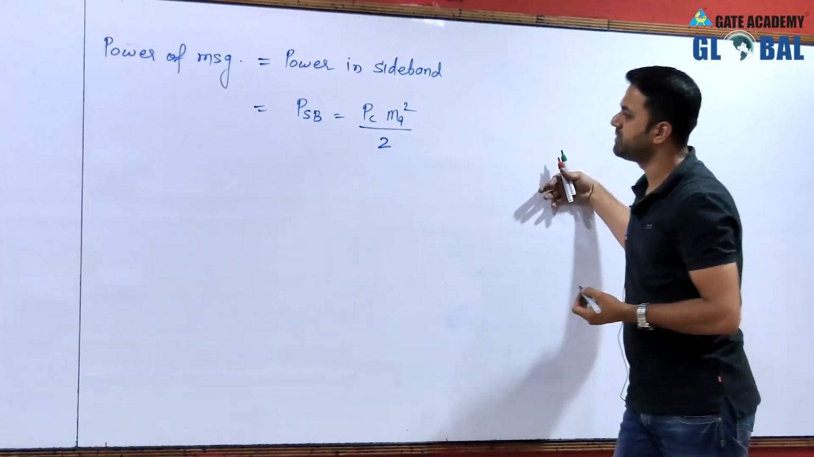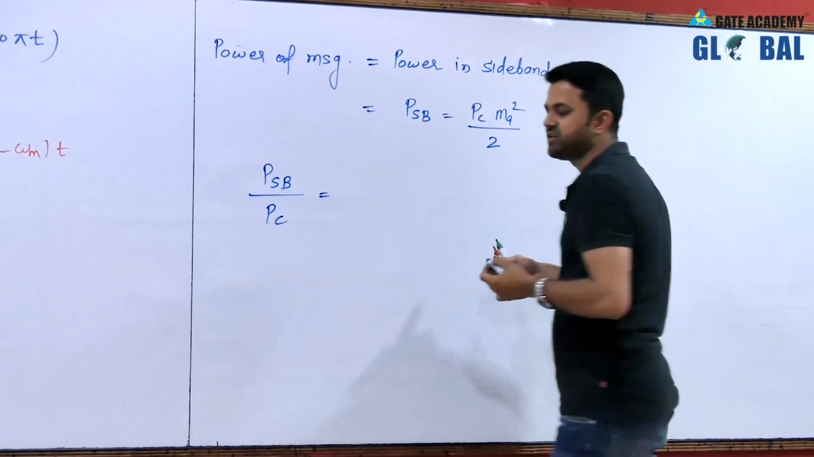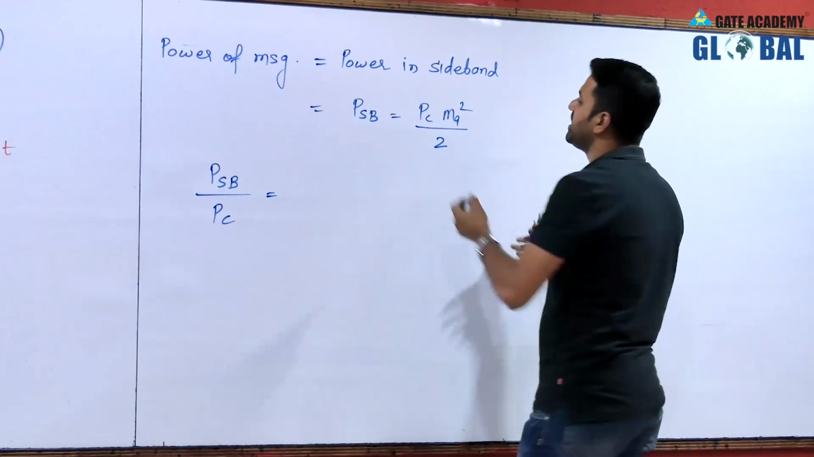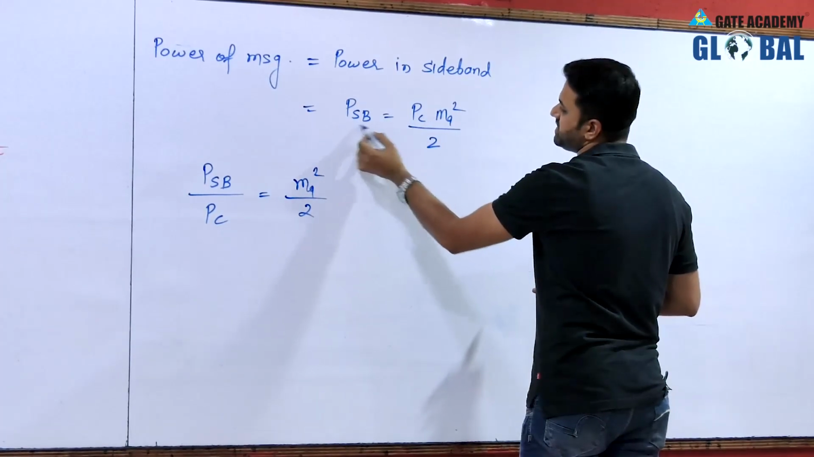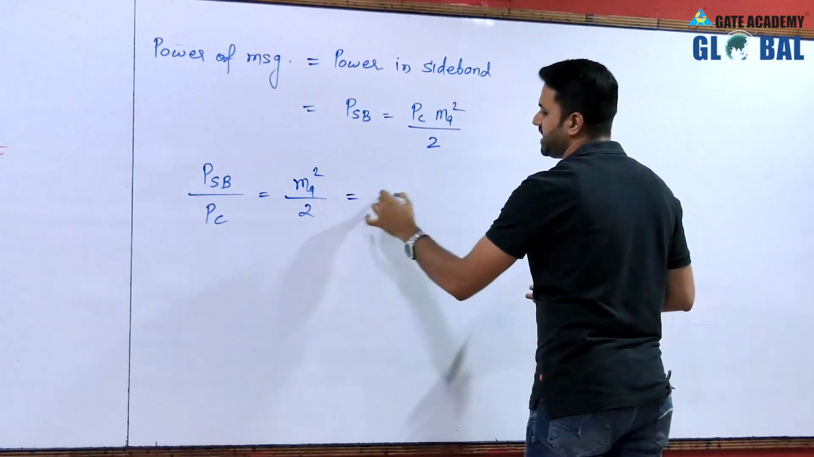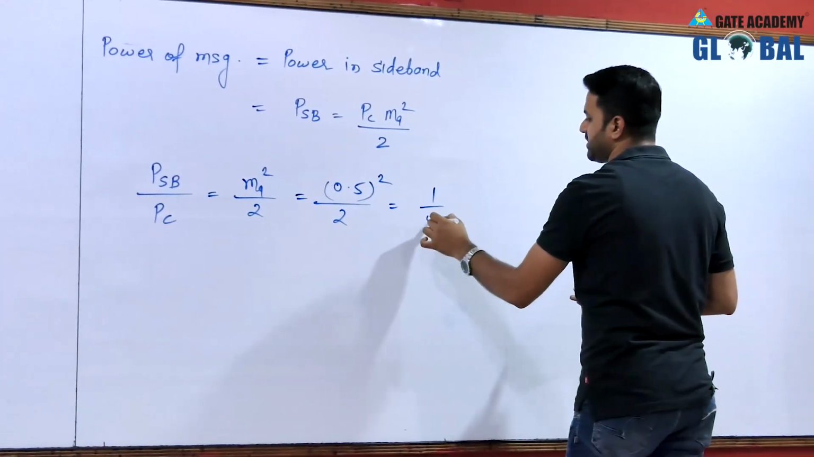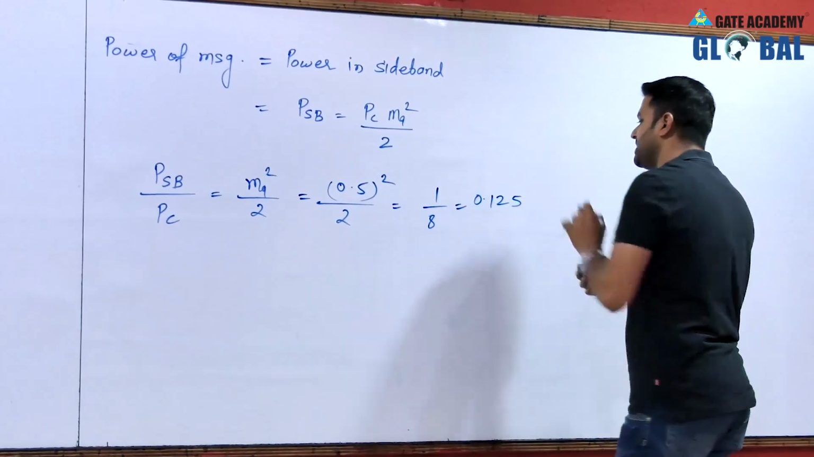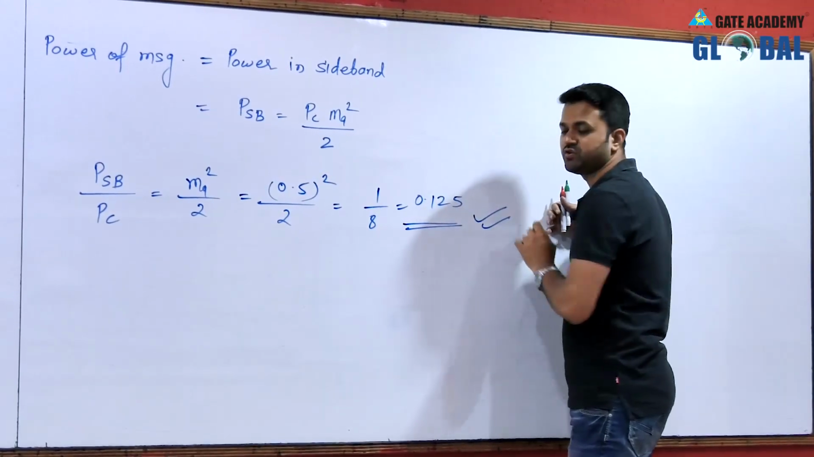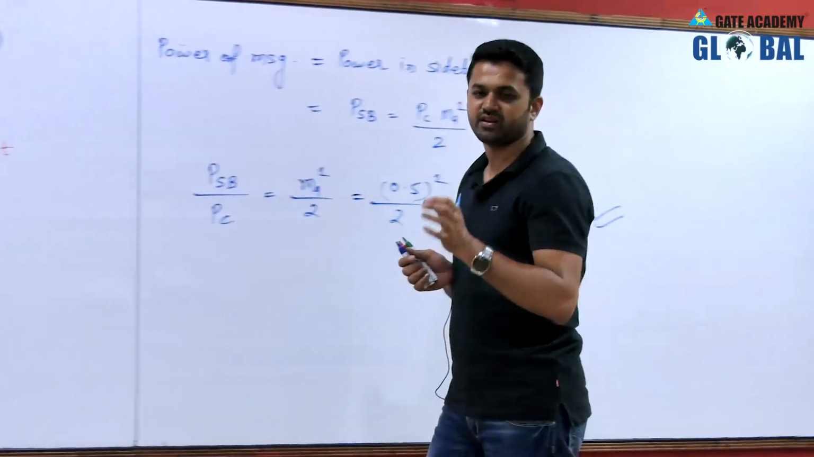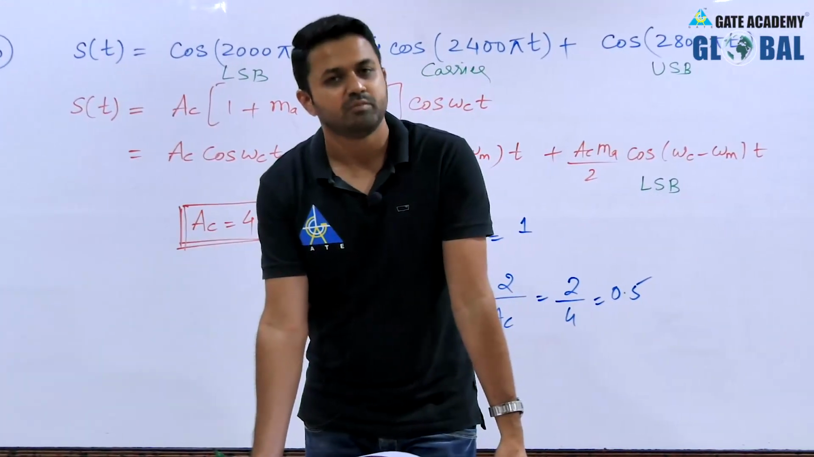So, power in sideband PSB is equal to PC MA square by 2, and we have to calculate the ratio of sideband power to carrier power. For single tone modulation, it is equal to MA square by 2, because PC will be in the denominator. Then MA is 0.5, whole square divided by 2, and we get 1 by 8, or 0.125. Up to 3 decimal places is asked and the correct answer will be 0.125. So, remember this: whenever the IIT asks for the message signal in case of AM, it is actually asking for the power in sideband.